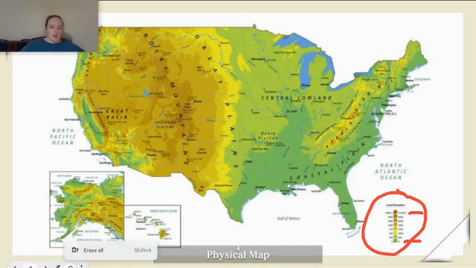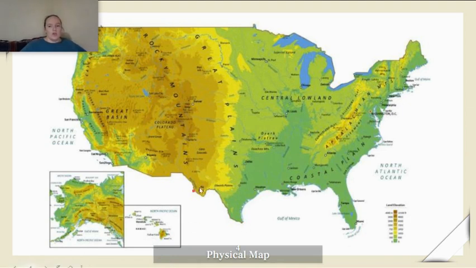So that is our physical map. So when we're looking at these, we are looking for physical features. We are looking for landforms. We are looking for peninsulas. We're looking for islands. We're looking for mountains. We're looking for plateaus. We're looking for rivers. Those are the things we can find with a physical map.